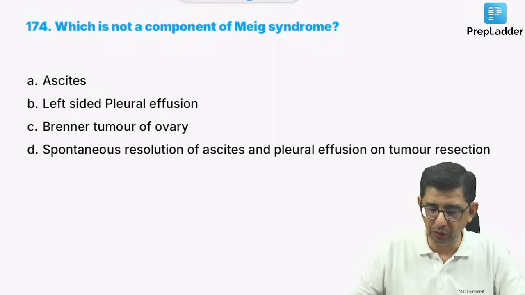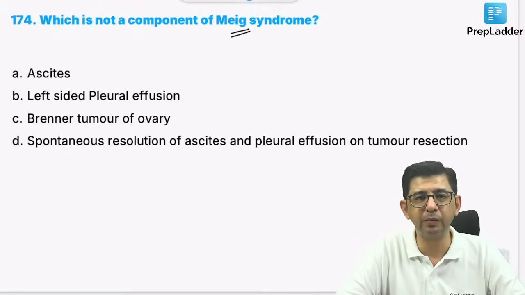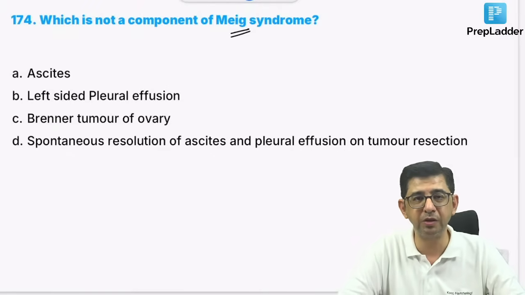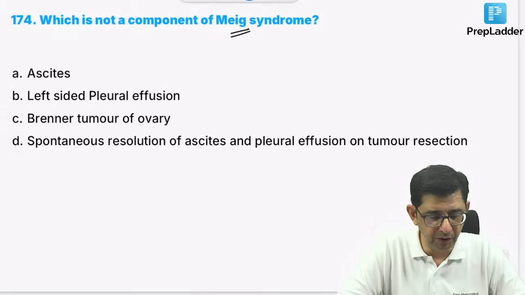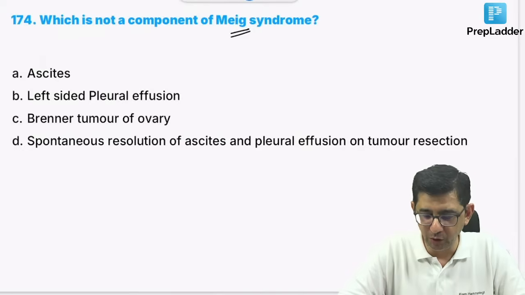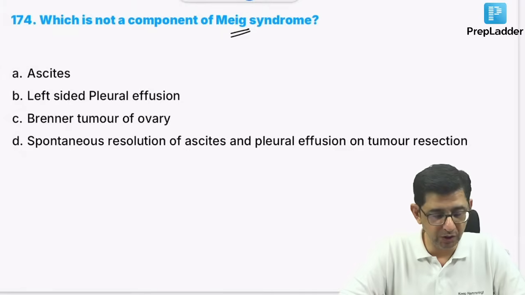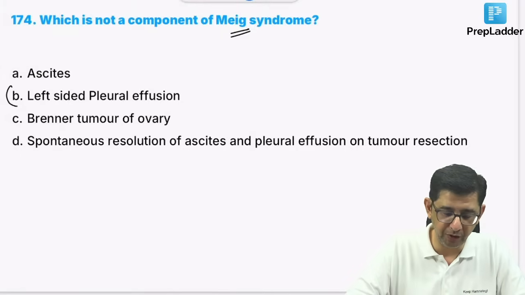Okay, 174, not a component of Meigs syndrome. Somebody mentioned Meigs in the comments also, so I could not pick it up there, but maybe this is the question that you were mentioning. So Meigs syndrome would be having... I got it. Okay, not a component of Meigs syndrome is going to be a left-sided pleural effusion. It is a right-sided pleural effusion that would occur in this case.